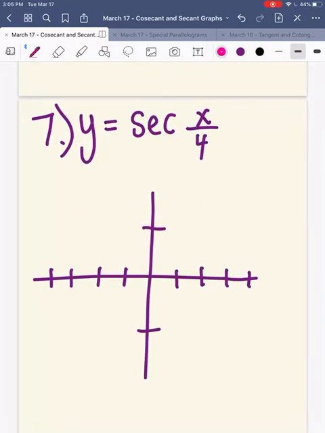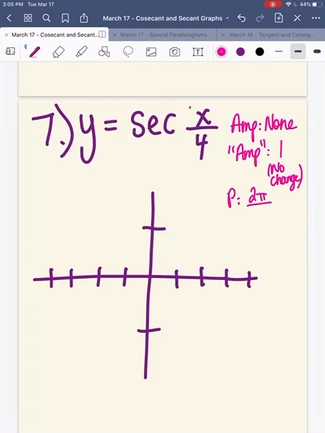All right, now let's talk about the last one. Our amplitude is none. Our quote-unquote amplitude is 1, which means there's no change. Okay, and then our period is going to be 2 pi divided by, and this is where you got to remember that it's this thing right here, which is 1/4. Okay, so that's 2 pi times 4 over 1, which is 8 pi. Does everybody kind of see what I did there? I did keep, change, flip, and I flipped the 1/4. That was something that we always kind of struggled with, so I just wanted to be careful to explain that.